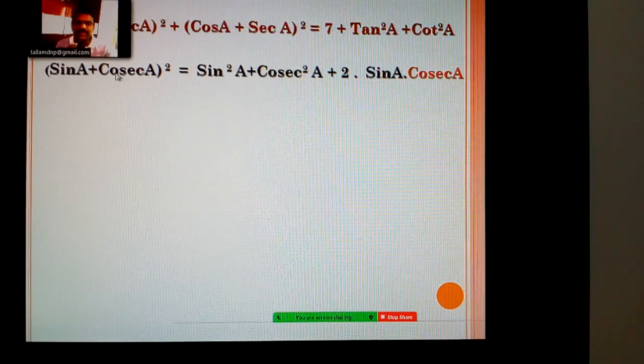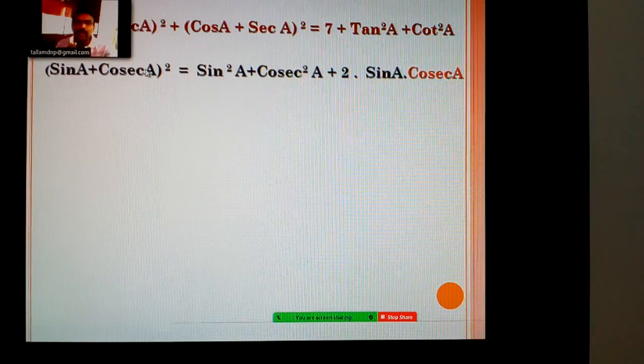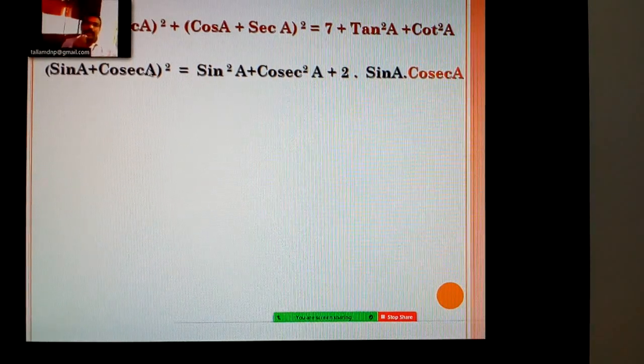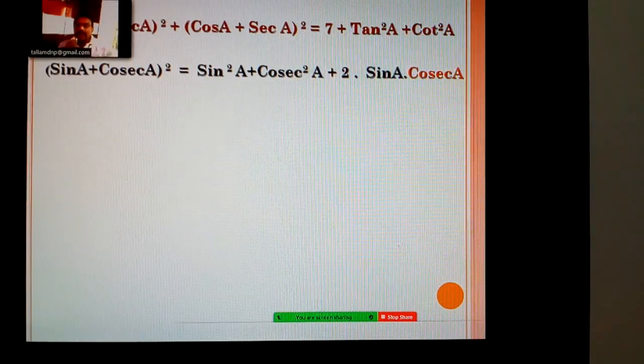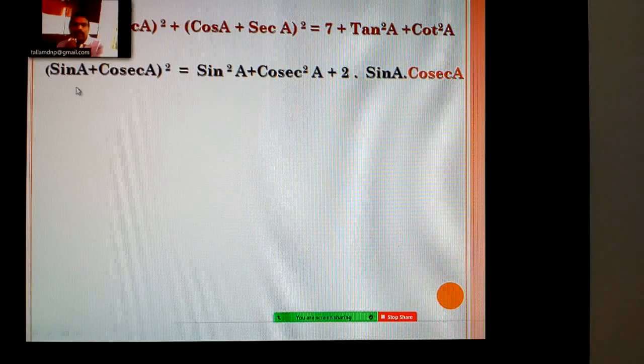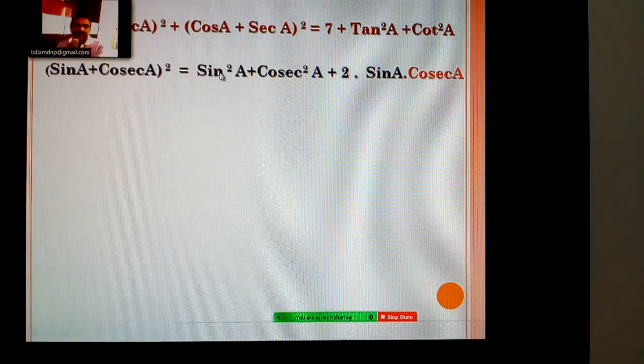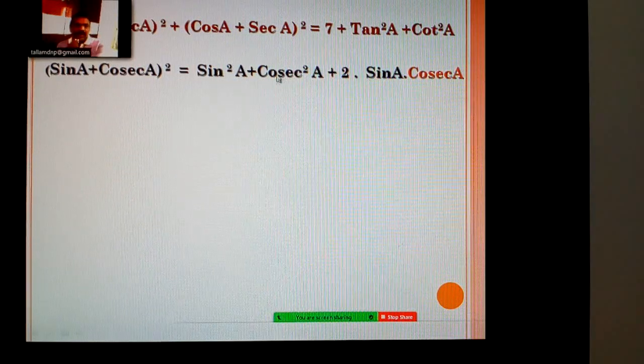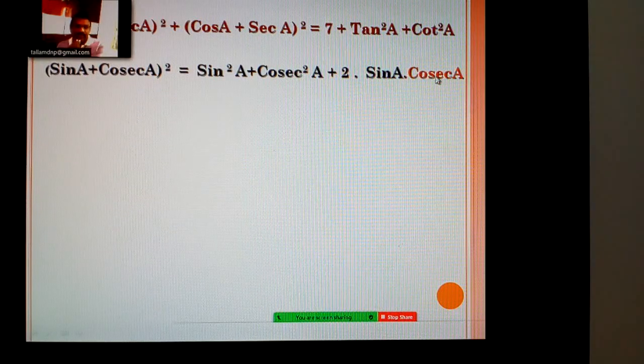How are these two terms? (A + B)². Following the algebraic identities, (A + B)² is equal to what? A² + B² + 2AB. Following that identity, this expression is expanded. Then see, sin² A + cosecant² A + 2 sin A cosecant A.